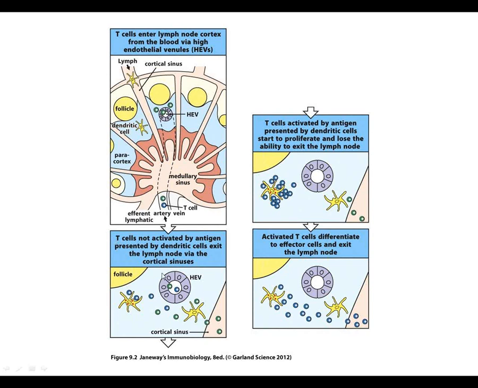But if it is, if it's activated, if it sees something it's specific for, then this is when everything's going to take place. It's going to proliferate. It's going to decide its effector function. And then it will still leave in the lymph, but instead of recirculating from node to node to continue sampling, it's going to leave the lymph node system altogether and go to the site of infection to do its effector function.